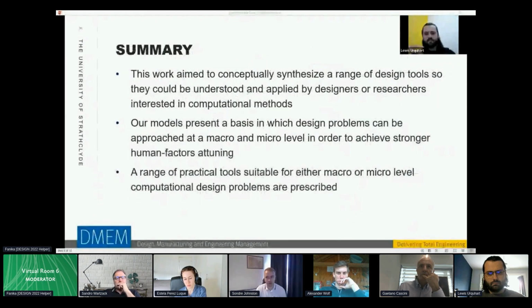So in summary, this work is aimed to conceptually synthesize a range of design tools so they can be understood and applied by designers and researchers interested in the computational method. So our model presents a basis on which design problems can be approached at a macro and micro level in order to achieve stronger human factors tuning. And we've given you a range of practical tools suitable for either the macro or micro level computational design problems.